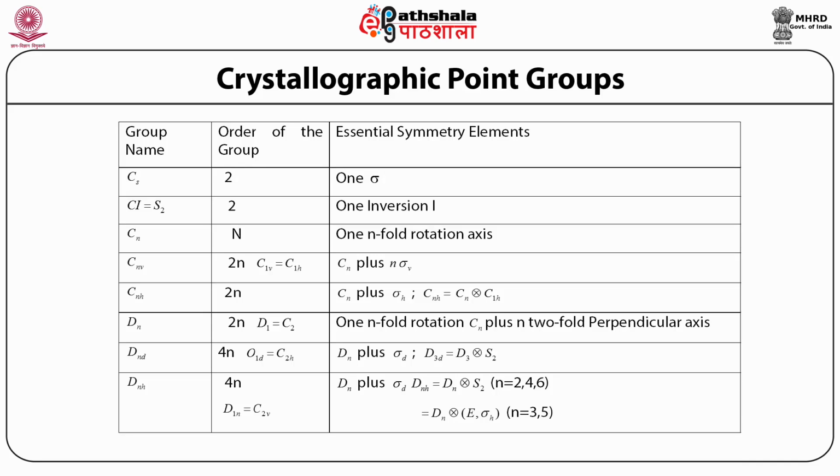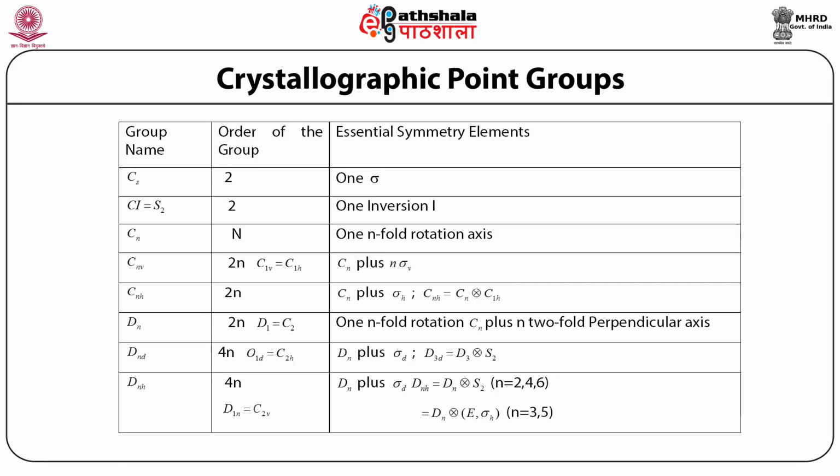If we have one n-fold rotation axis plus n mirrors containing the principal axis, that is n sigma v's, then the group is designated as Cnv. It has 2n elements. If we have an n-fold rotational axis plus a horizontal mirror symmetry, then the group is Cnh, which is a direct product of the group Cn with C1h. The order of this group is 2n, and the group is designated as Cnh.